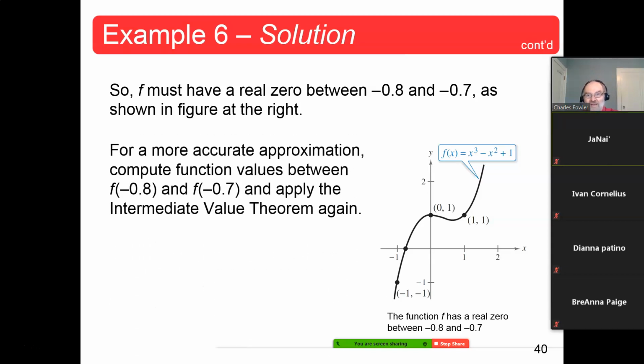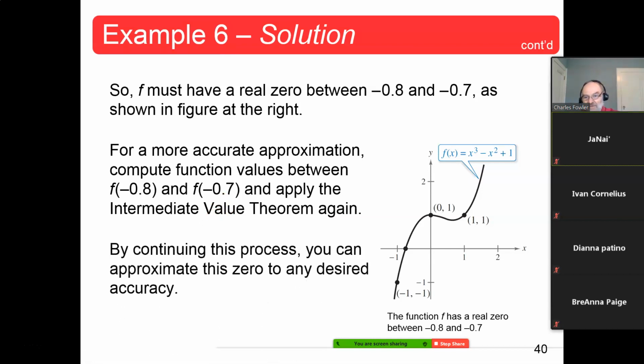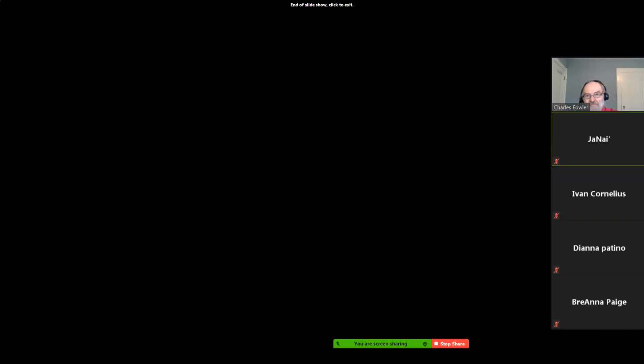Okay. For a more accurate approximation, compute function values between f of -0.8 and f of -0.7. Apply the intermediate value theorem again and again and again. By continuing the process, you can approximate the 0 to any desired accuracy. You may not ever get the exact value, but you can get as close as you want to get. And that's the end of the slideshow.